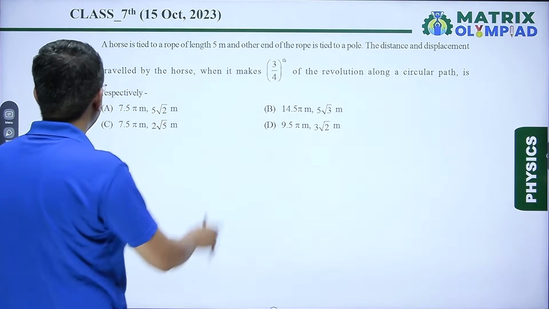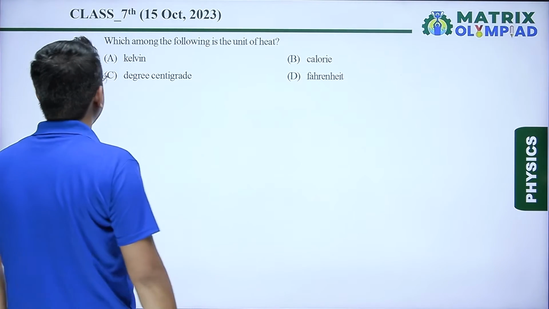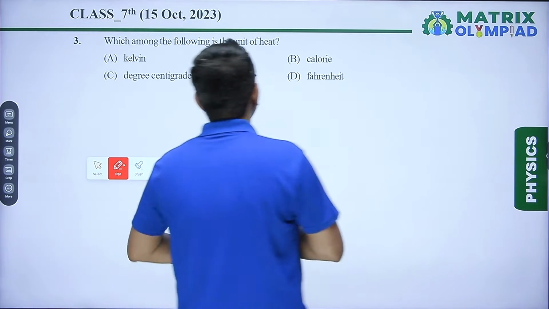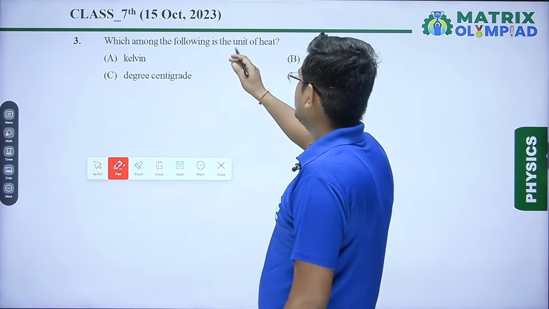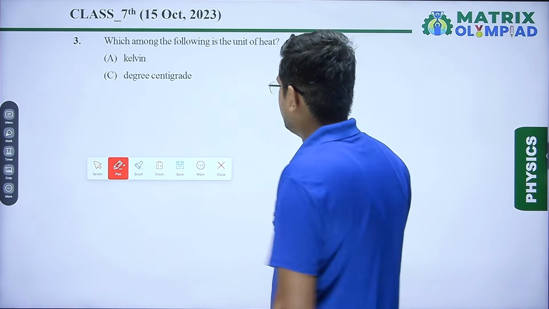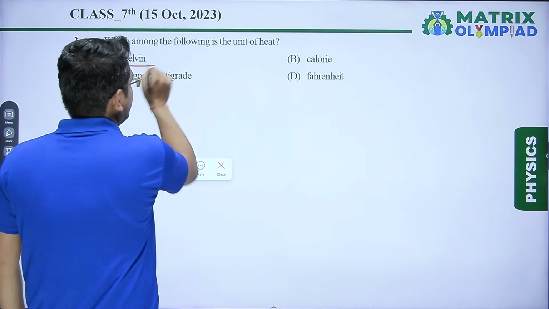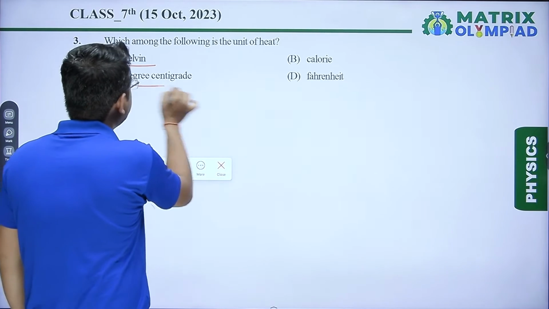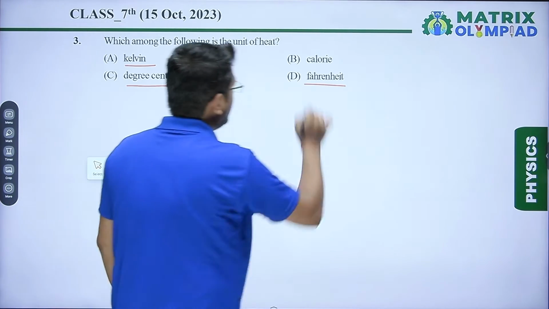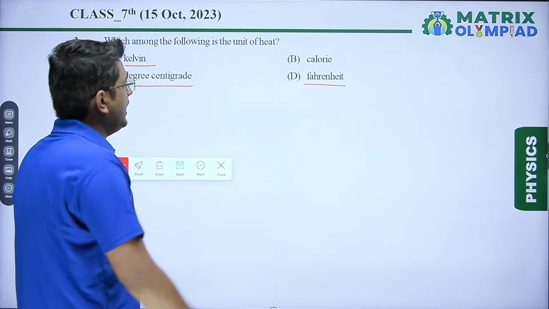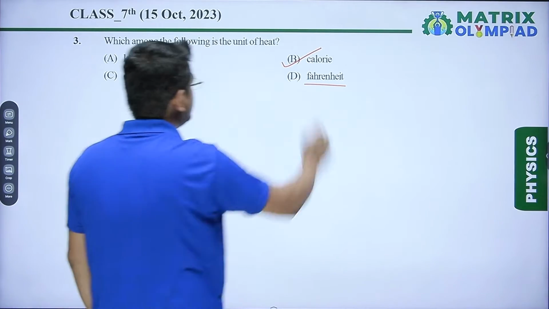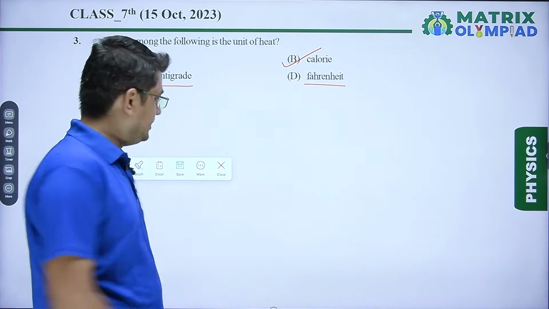Next question, question number 3. In question number 3, a simple question based on units. Which among the following is the unit of heat? As we can see, Kelvin, degree centigrade and Fahrenheit are the units of temperature, and calorie is the unit of heat. So the correct answer is option B.